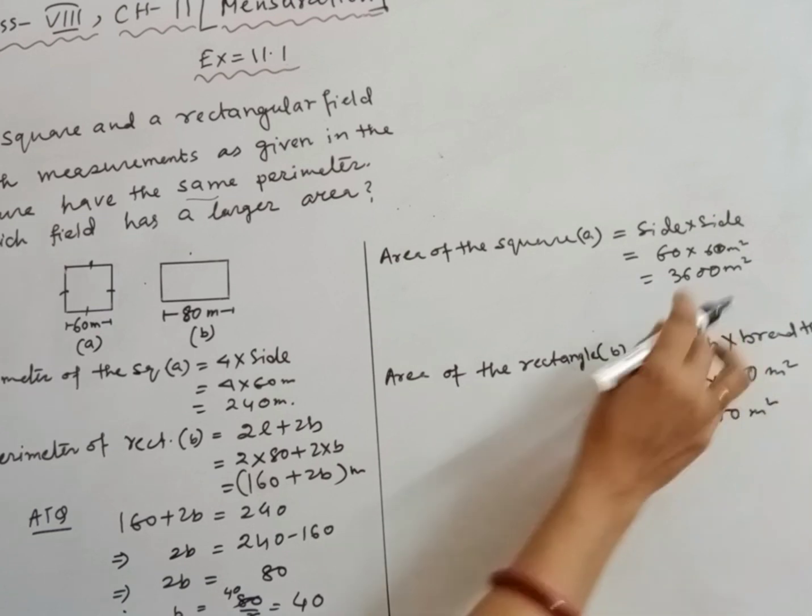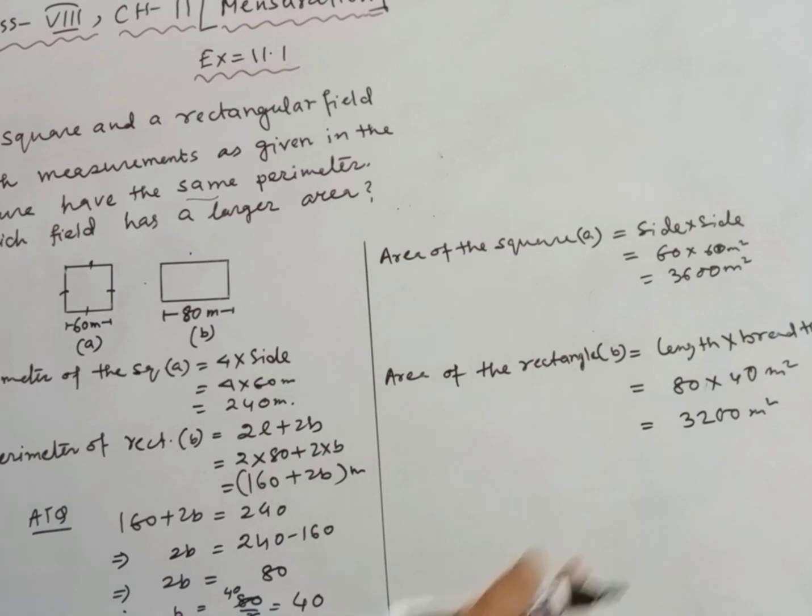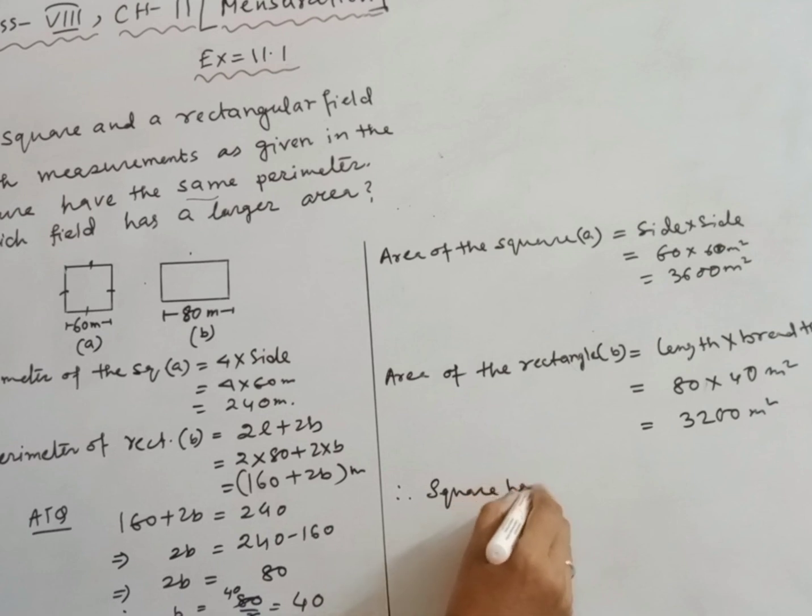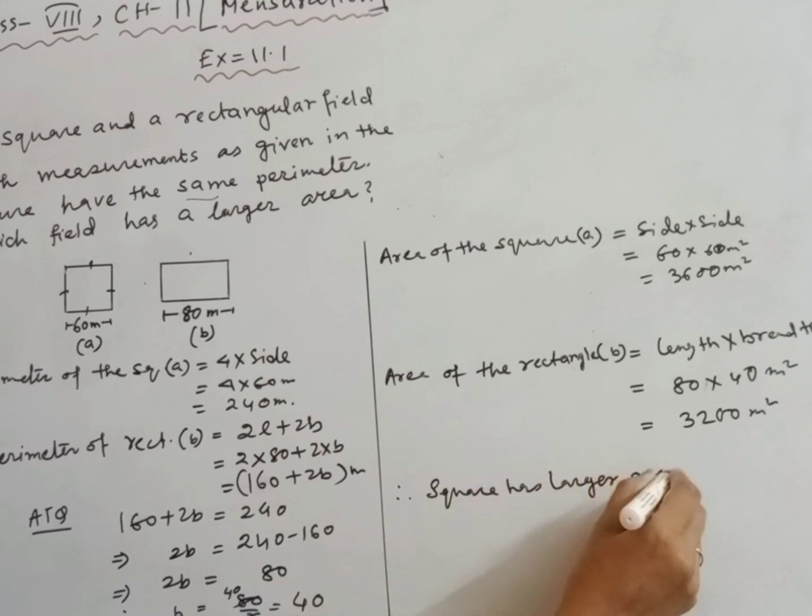Now you can clearly see which area is larger. The area of the square, that is figure A, has larger area. Therefore the square has larger area.